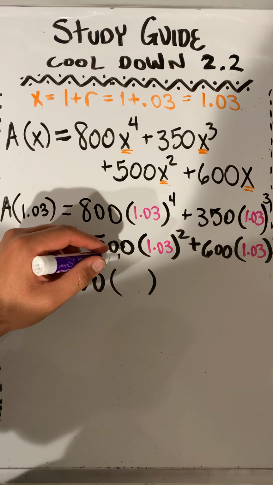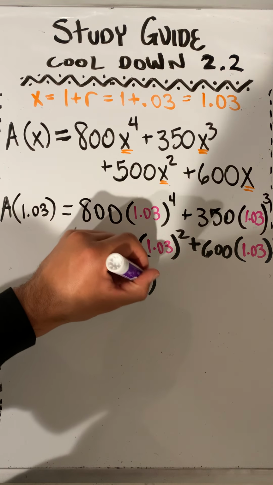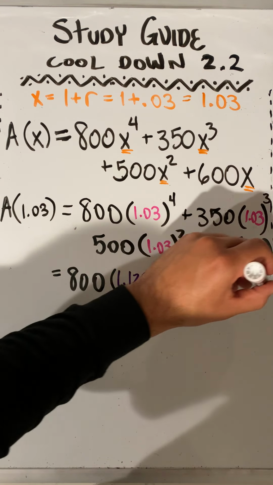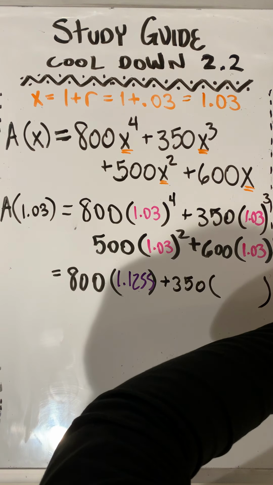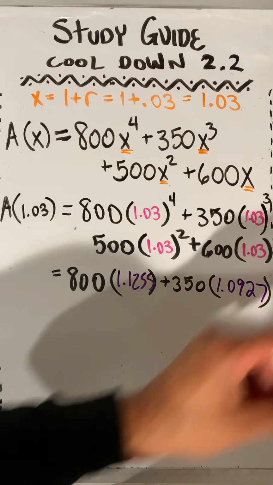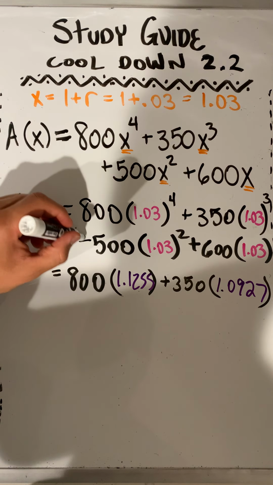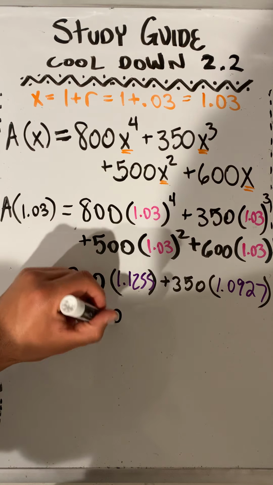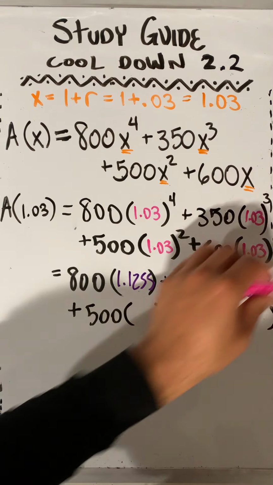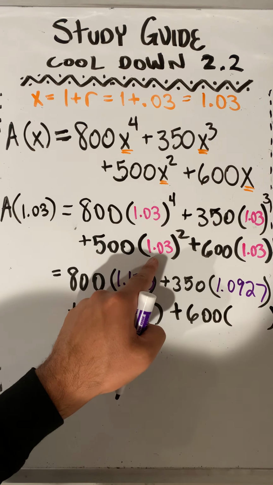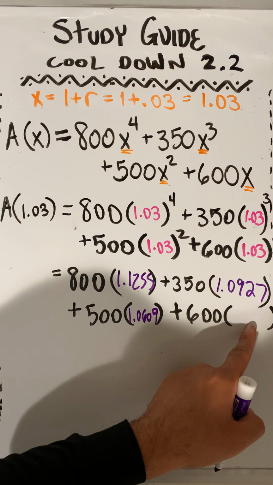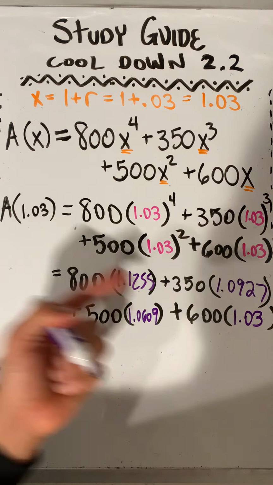So the first one was 1.1255. Okay. Next one. That's 350. And 1.03 to the third power is 1.0927. 1.03 to the second power gave me 1.0609. And the last one is simply itself, 1.03 to the first power, it's 1.03.